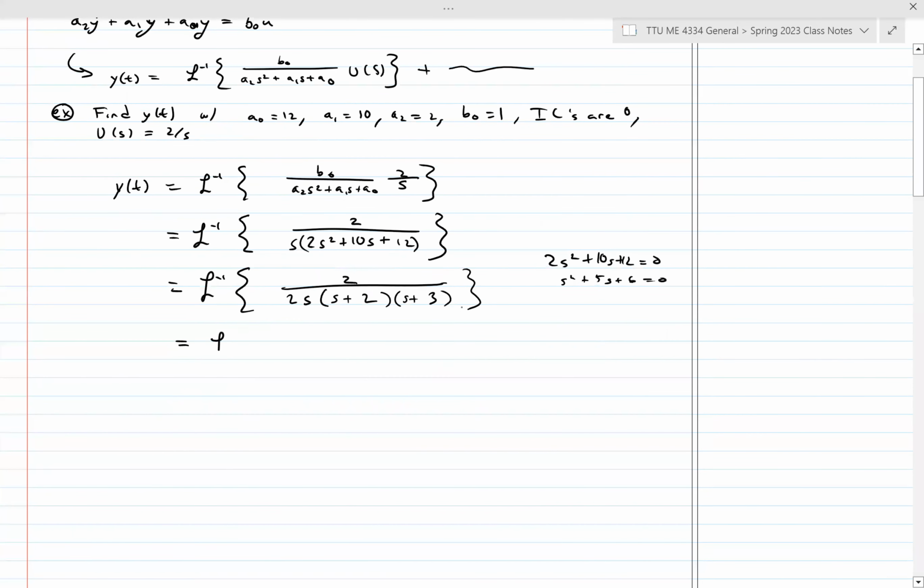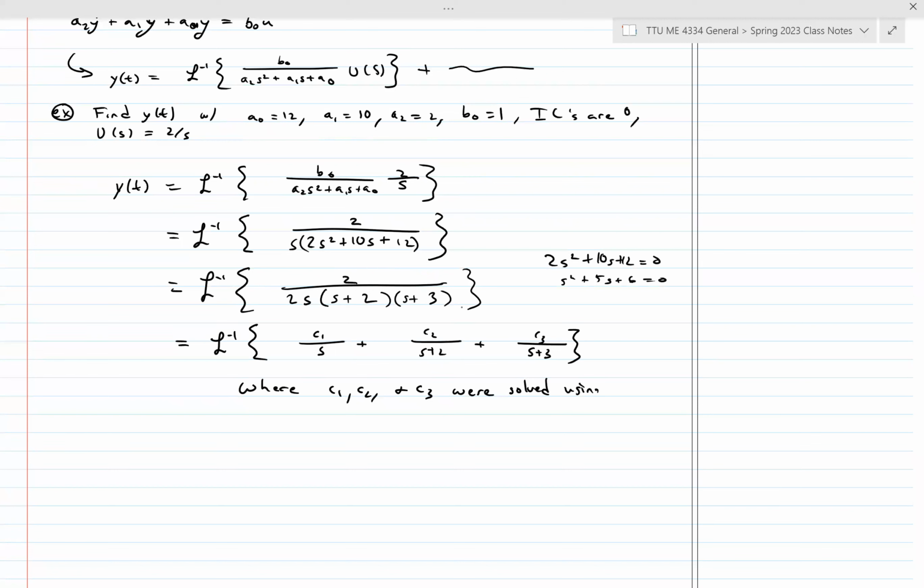So we could rewrite this as, I know you guys like to use A's and B's and C's, I'm just going to use constants C1, C2, and C3, where C1, C2, and C3 were solved using partial fraction expansion, right? Normally we go through and we'd actually crunch out what those numbers are. We don't need to worry too much about it in this particular case.